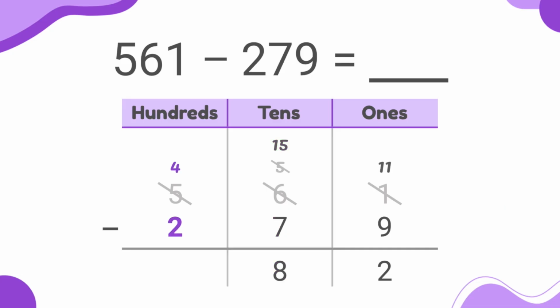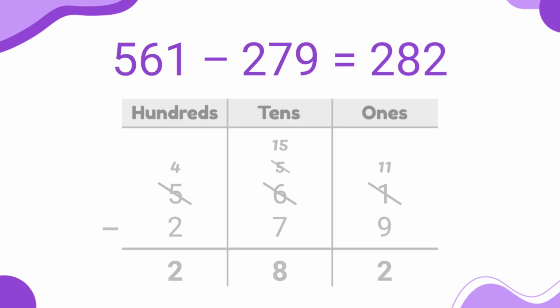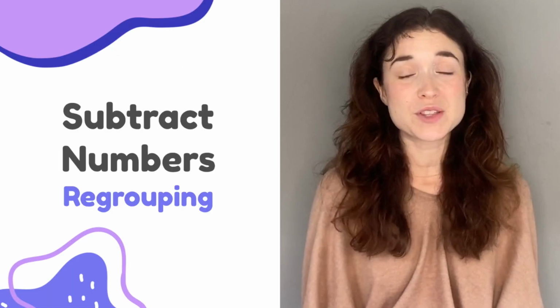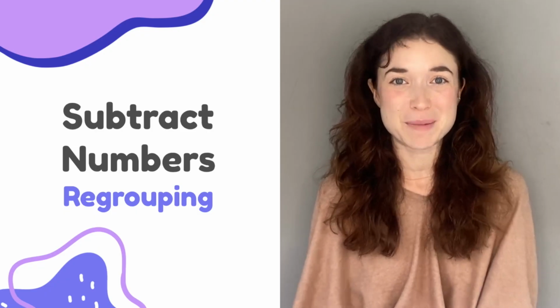Finally, let's subtract our hundreds. 4 hundreds minus 2 hundreds is 2 hundreds. In total, we have 2 hundreds, 8 tens, and 2 ones, or 282. This means 561 minus 279 equals 282. Nice work! You did a great job using those 2 different strategies to subtract 2 numbers.